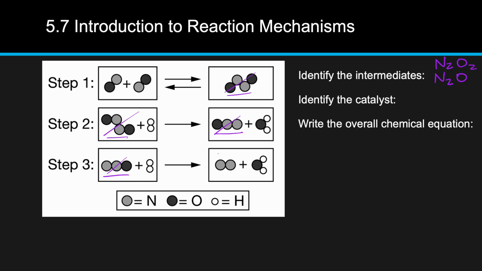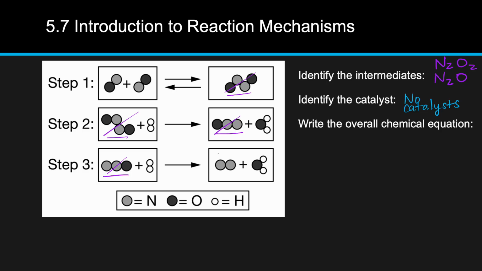Now it wants us to identify a catalyst. Remember, a catalyst is going to go in as a reactant in step 1 and come out the exact same way as a product in the final step. And as you can see here, there are no molecules that do that. We have different molecules in the reactant side of step 1 and the product side of step 3. So there are no catalysts in this reaction.